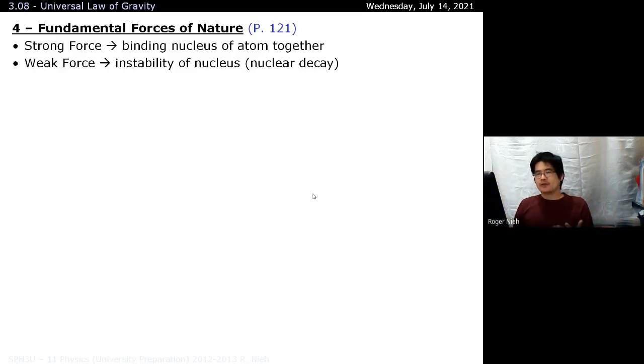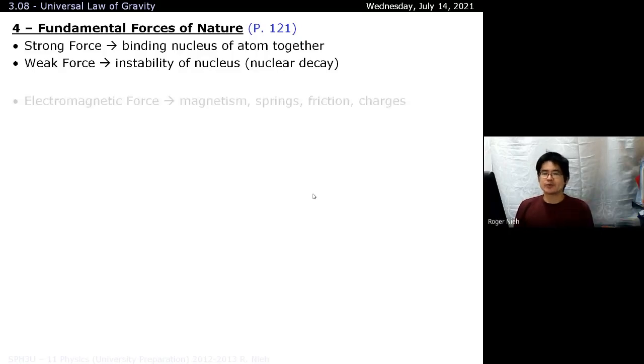All right, so the first fundamental force is the strong nuclear force that holds the nucleus together. But over time, there is this other competing force called the weak nuclear force, which may push it apart. That helps explain how nuclear decay may occur. We'll talk more about nuclear decay in the next unit.